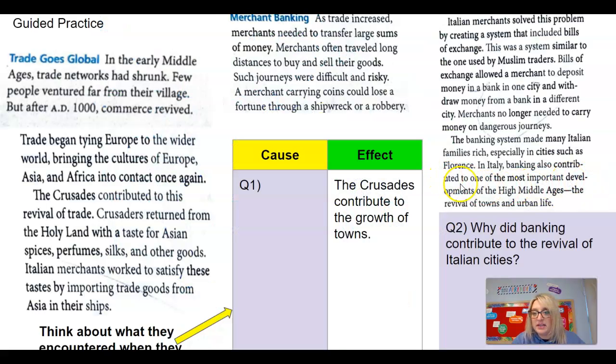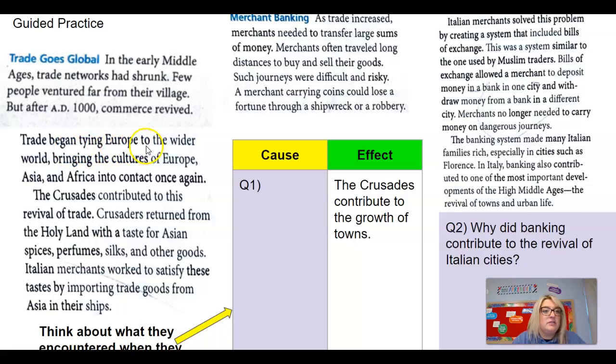All right, let's start with some guided practice. So, trade goes global. In the early Middle Ages, trade networks had shrunk. Few people ventured far from their village, but after AD 1000, commerce revived. So there's two of our vocab words. Commerce, the buying and selling of goods, and revived, which means what? To bring back. Good. So the buying and selling of goods comes back.